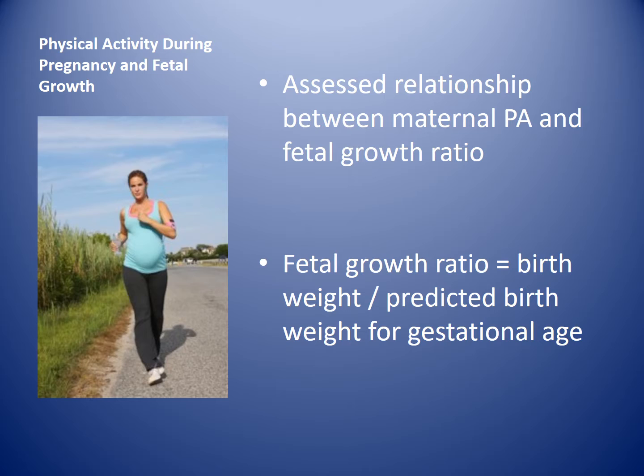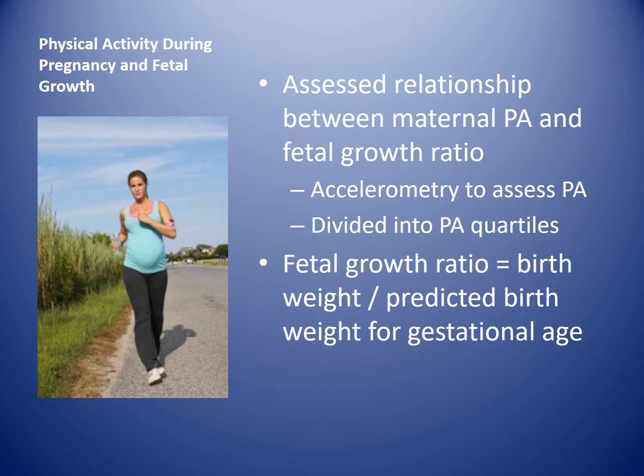They wanted to assess the relationship between a mother's physical activity during her pregnancy and what is called the fetal growth ratio. So a fetal growth ratio is birth weight divided by the predicted birth weight for that gestational age. So if a baby's born at 40 weeks, that's kind of the average full-term baby. If the baby weighs 8 pounds and the predicted birth weight for a 40-week baby is 8 pounds, 8 divided by 8 would be 1. So a fetal growth ratio above 1 means the baby was bigger than expected.